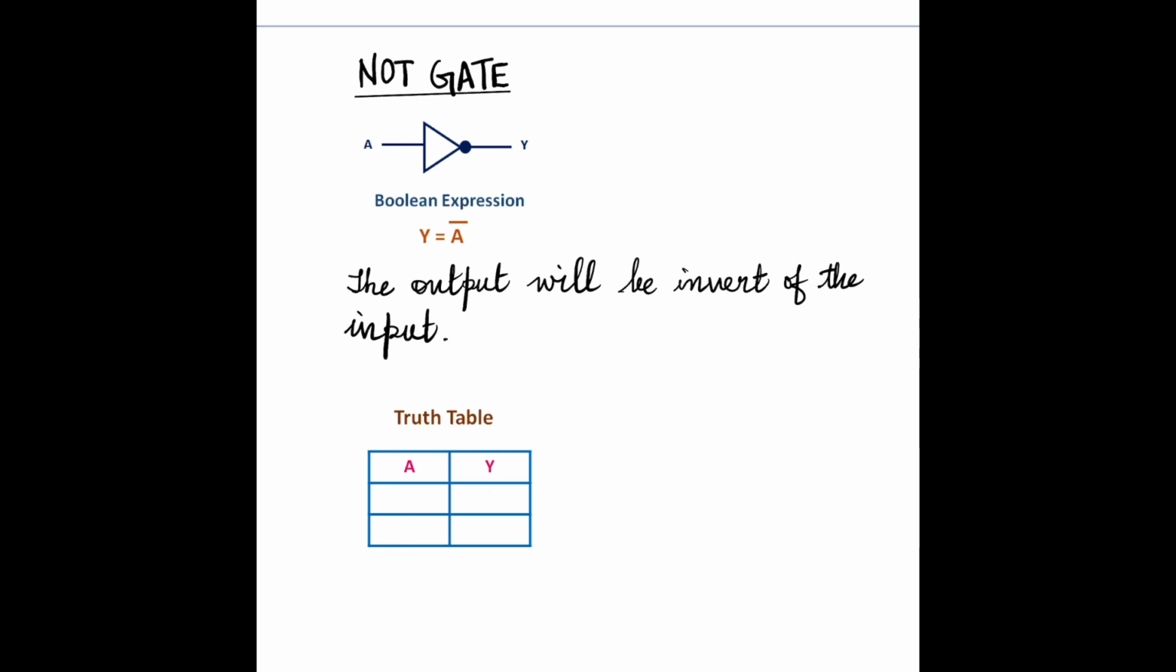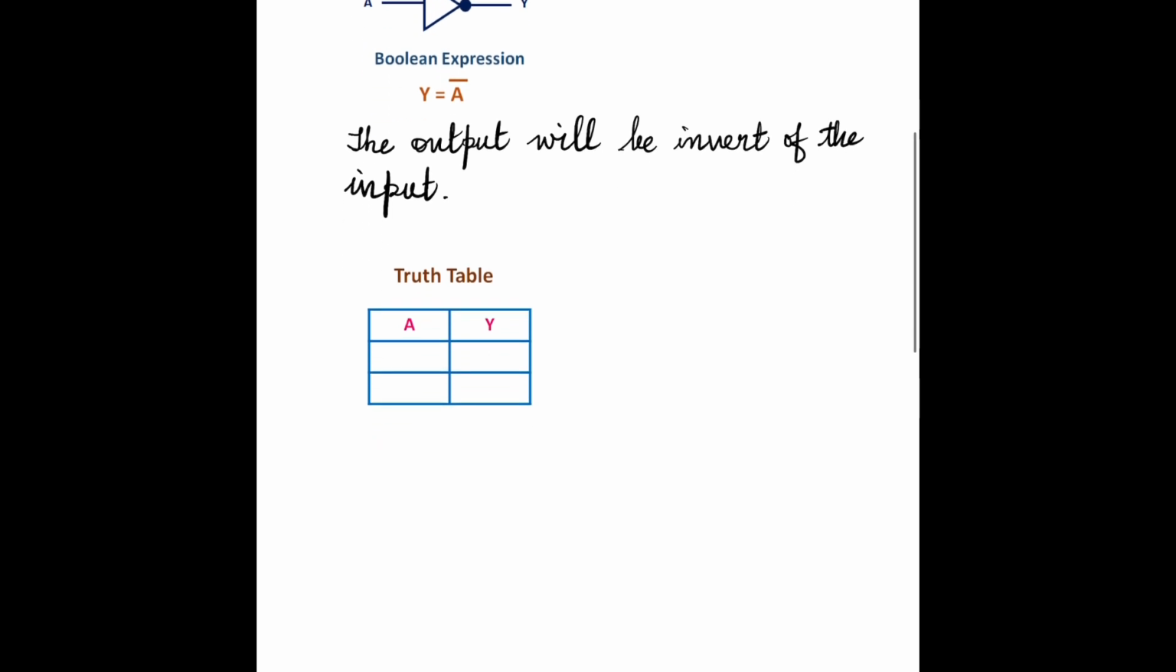This is the Boolean expression of a NOT gate, Y equal to A bar. A bar means negation of A. Now let us look into the truth table. A being the input, if A is 0, the output Y will be 1. When A is 1, the output Y will be 0. So, this is the truth table of NOT gate.